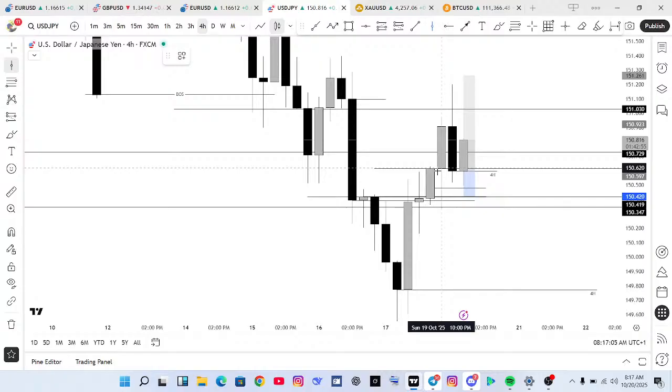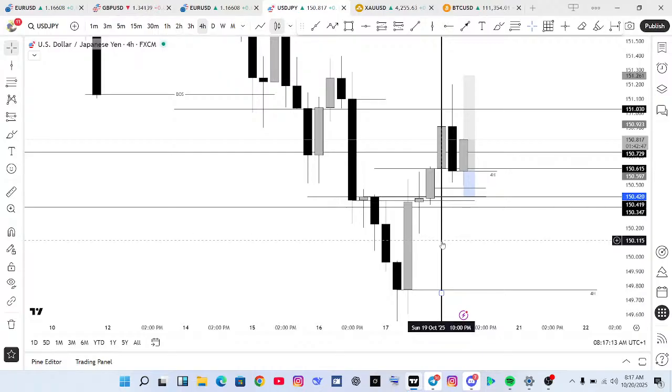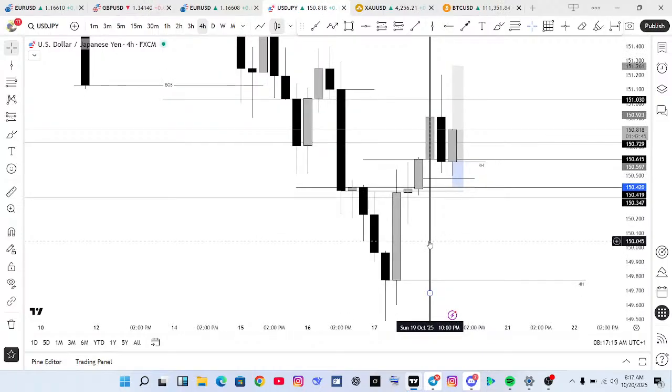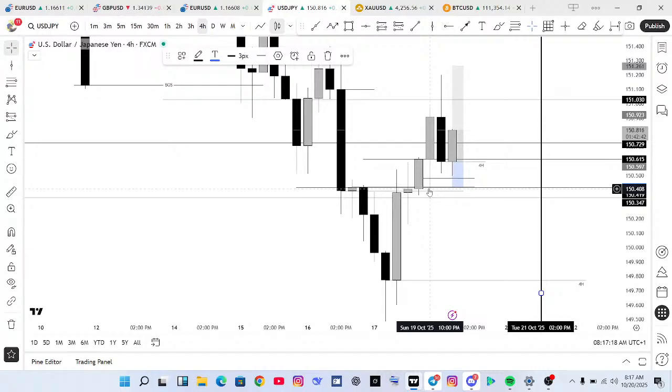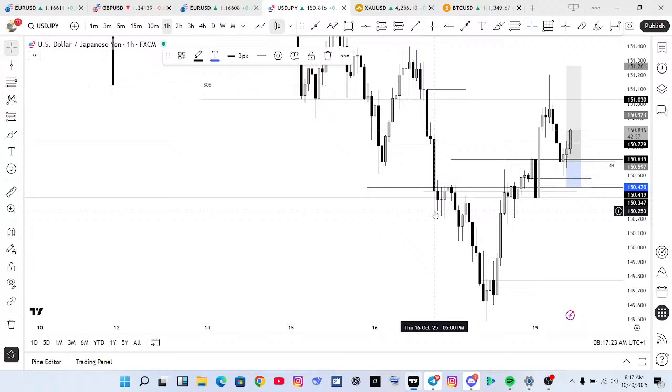Now exactly at this point, let me make this thicker. Exactly at this point, price came to the QM and touched it. Look at it, price touched it here. Now I go down to my 1 hour, since I got this line from a 4-hour, to look for more confirmation.